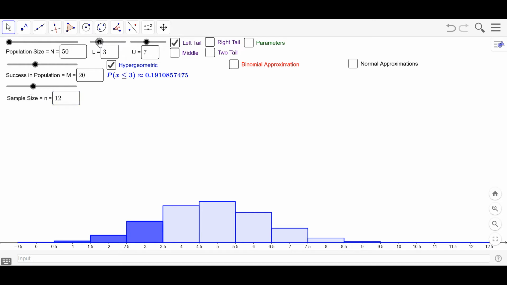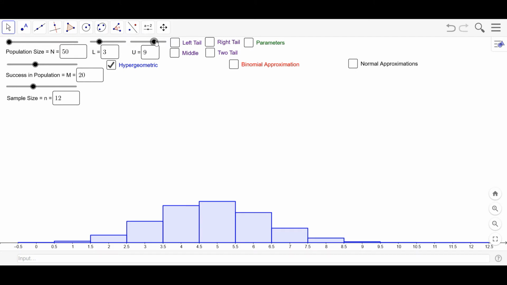Now, with this one here, I could do various kinds of probabilities. Right now it's set on left tail probability, which I can adjust by this slider or by typing in a number here, and it shades those bars that are less than or equal to L. In this case, less than or equal to 3. So the probability is just adding up the heights of those shaded bars, and you can see that displayed there. We can also do a right-tailed probability instead.